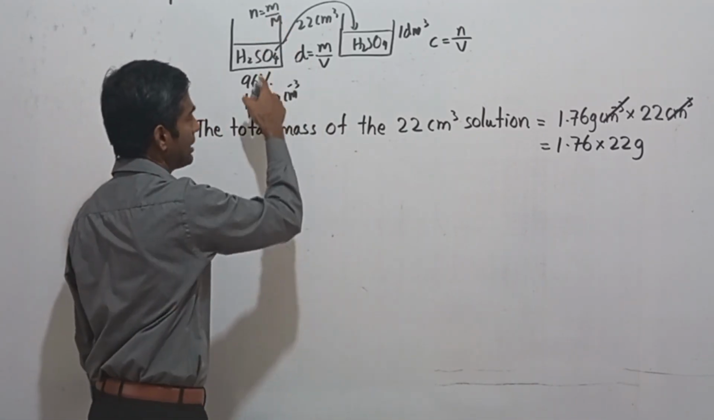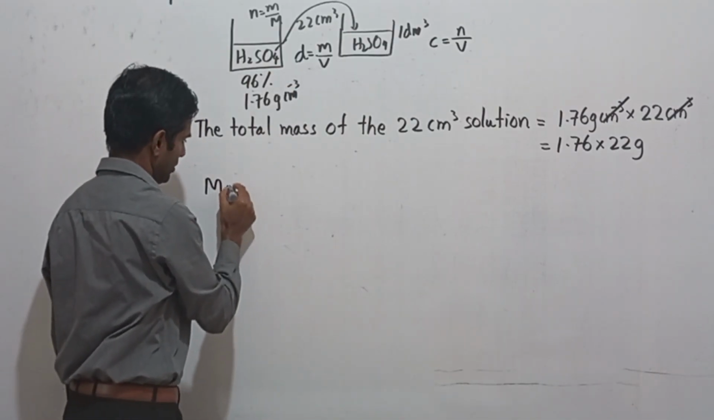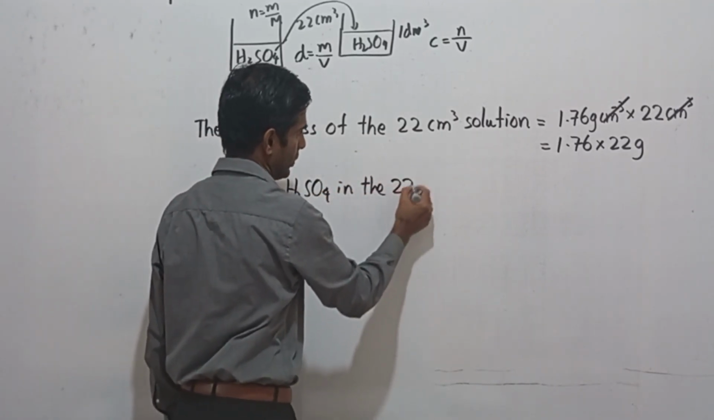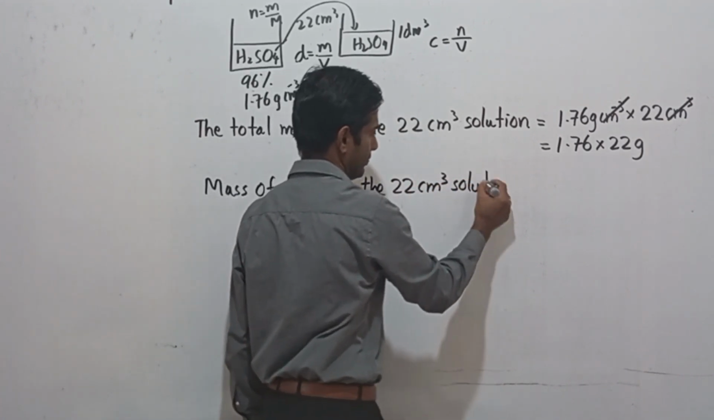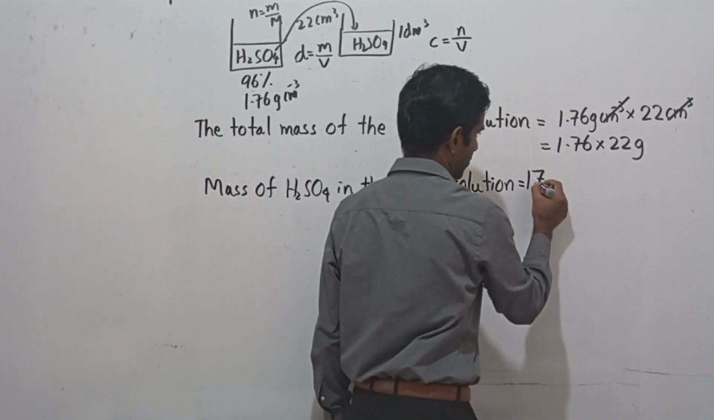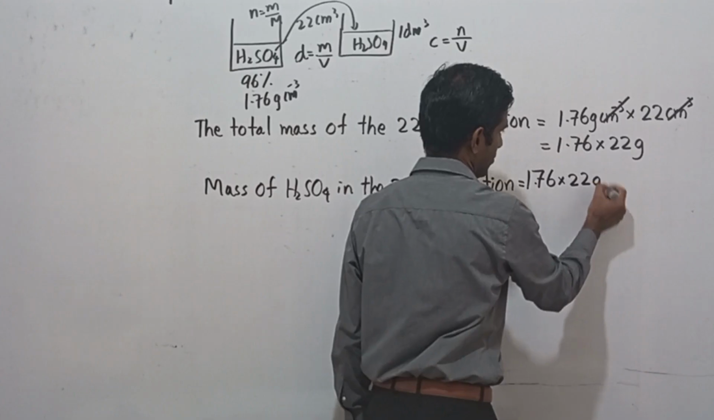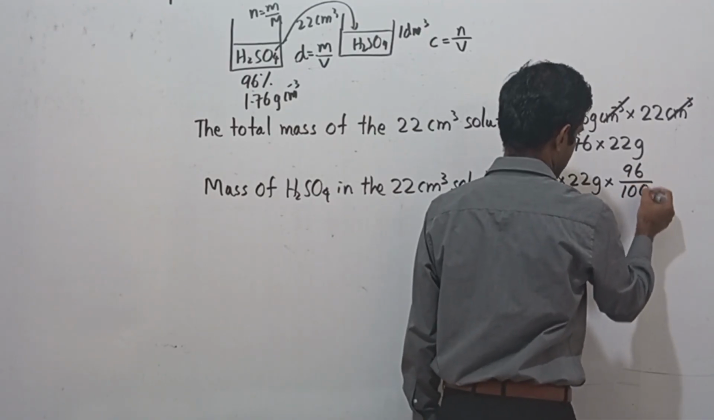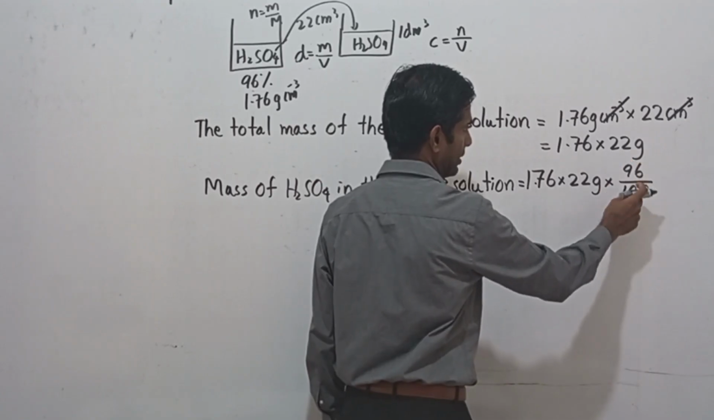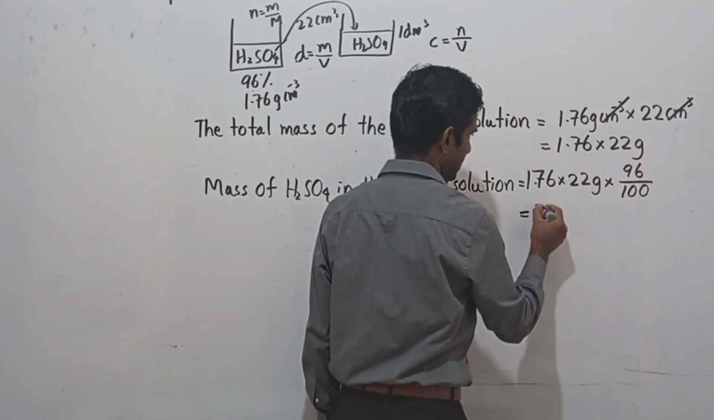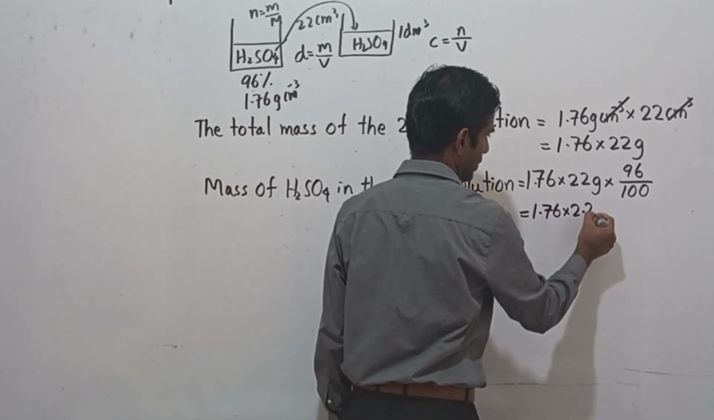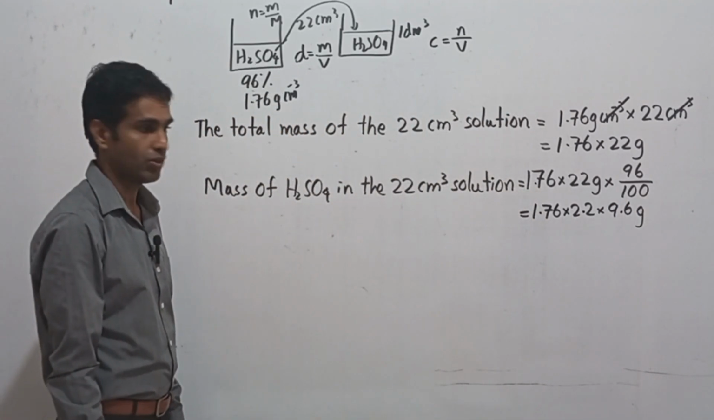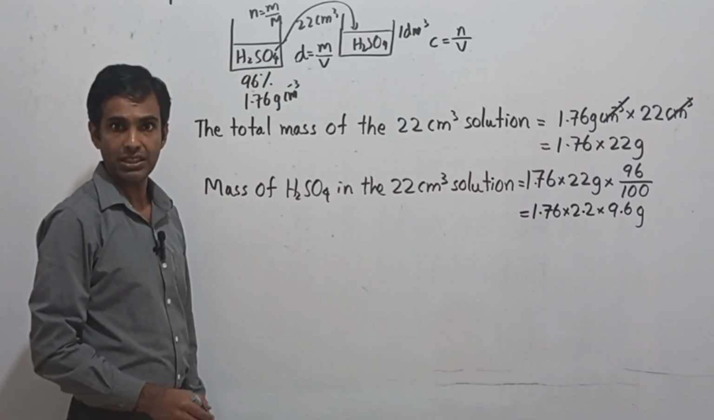Then we can calculate mass of sulfuric acid in the 22 cubic centimeter solution. We can multiply the total mass by mass percentage. Mass percentage is 96%. We can divide 96 by 10 and 22 by 10. Then the answer is 1.76 times 2.2 times 9.6 grams. That is the mass of sulfuric acid in that 22 cubic centimeter solution.